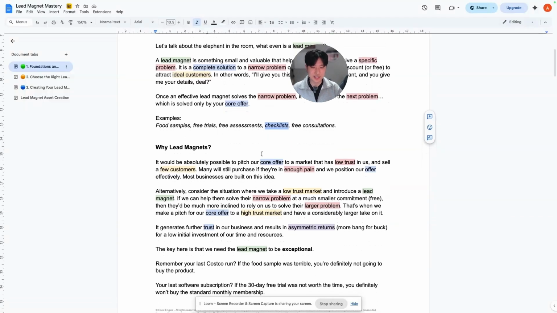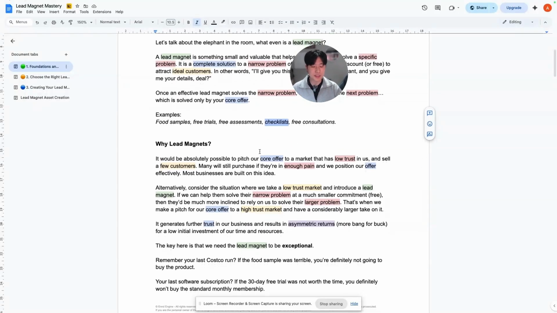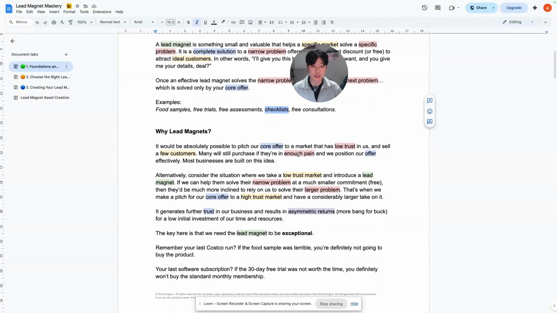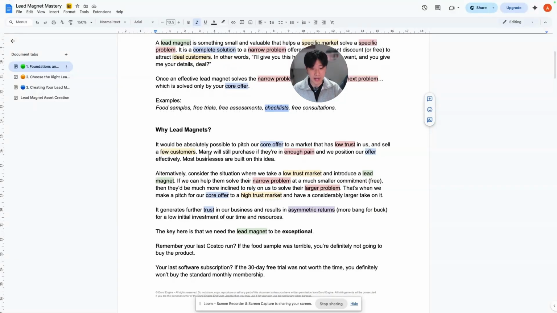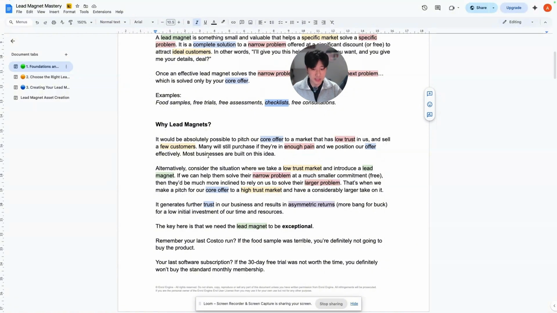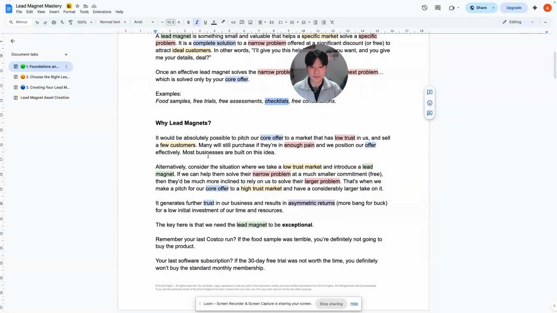So why lead magnets? Now, it would be absolutely possible to pitch your core offer to a market that has low trust in you and sell to a few customers. Many will probably still purchase if they're in enough pain and we position our offer effectively. Most businesses are actually built on this idea.